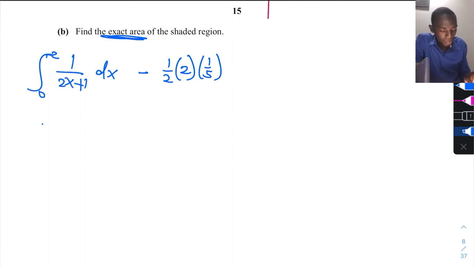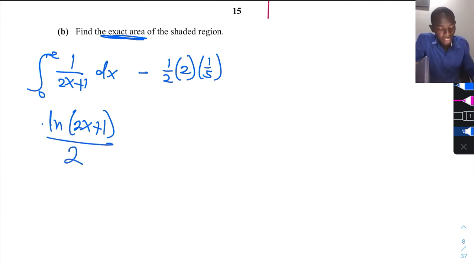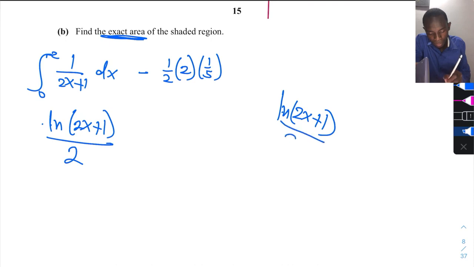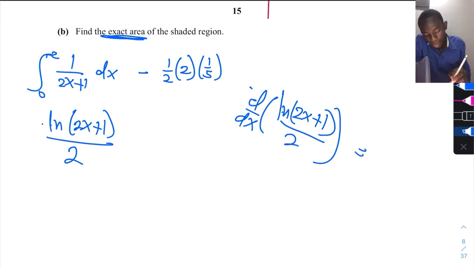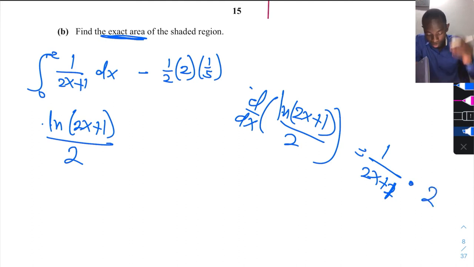So you have ln of 2x plus 1, all over 2. The coefficient of the x term always comes to divide it. If you are in doubt, you can differentiate that to see if you get the function. Why not? So you have ln(2x plus 1) over 2. If you differentiate this, the derivative is going to give you 1 over 2x plus 1, times 2.